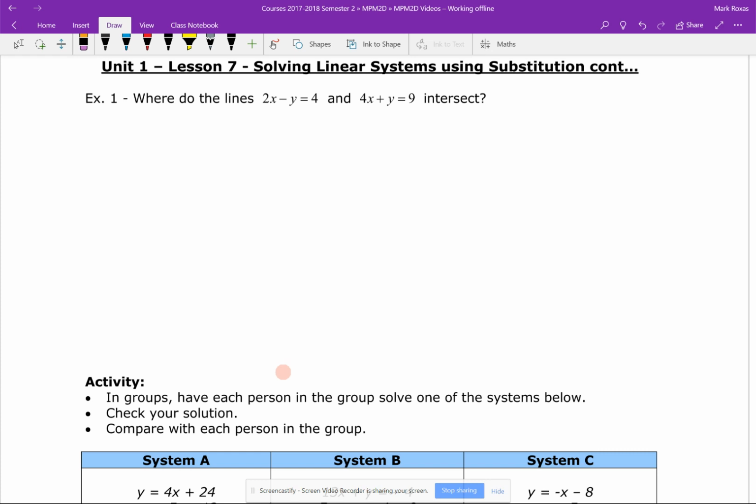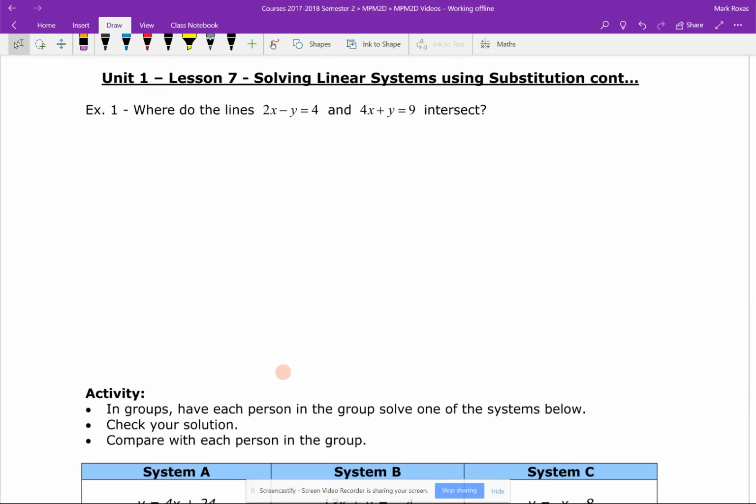Unit 1, Lesson number 7, Solving Linear Systems Using Substitution. So here's another video on solving a linear system using substitution, but this particular example is going to give you a result that you're not used to seeing compared to the other examples I gave you in a previous video. So here's the example.